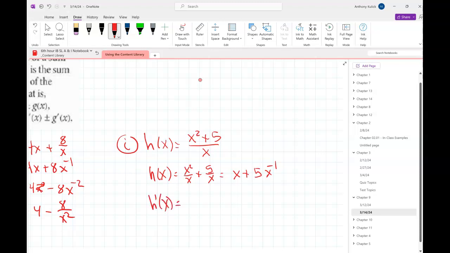And so what's our derivative then? What's the derivative of x? One. Yeah, exactly. Very good. And then the derivative of 5x to the negative 1. Great. Or you could write it this way. Either is okay, though, right? Both of those would be okay. What do you think?